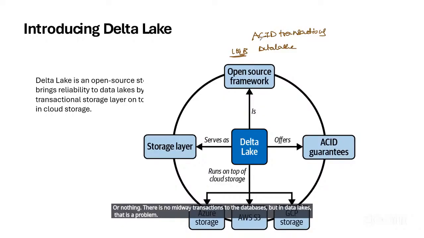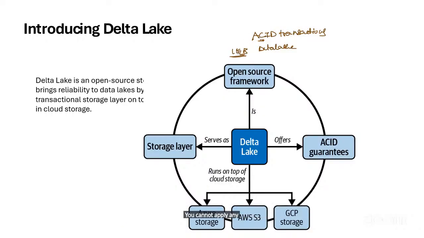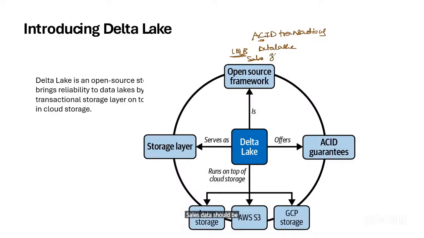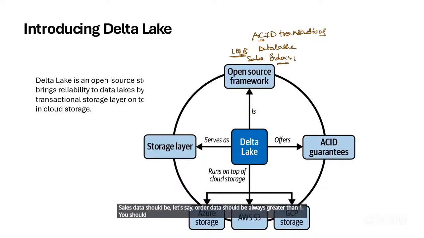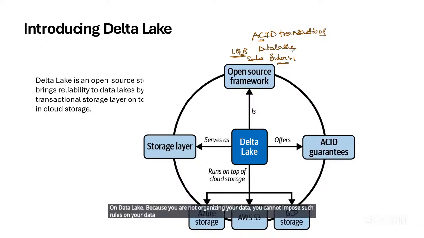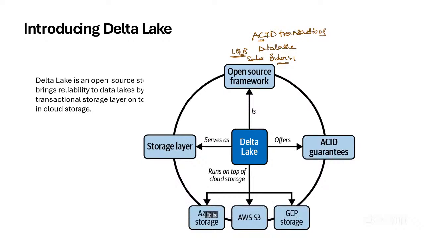You cannot apply any consistency rules on your data, like business rules. You cannot say that, let's say, order data should always be greater than 1. You cannot check this on a data lake because you are not organizing your data. You cannot impose such rules on your data directly in a data lake. It is raw storage. You are just dumping your files there.